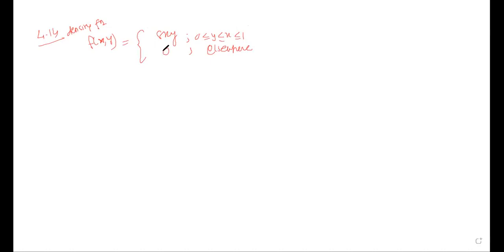Find the covariance of x and y. Find sigma xy, I would say. Covariance of x and y. Right? Find the covariance of x and y.